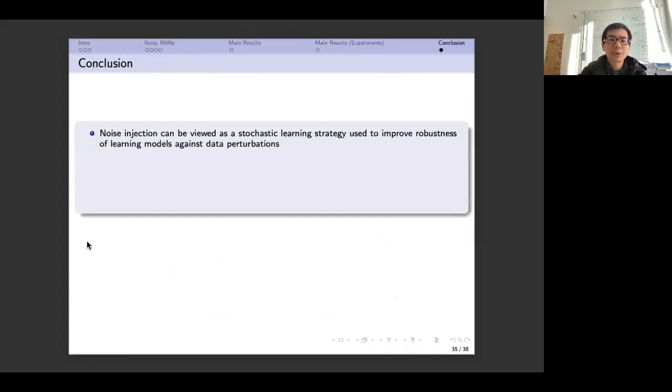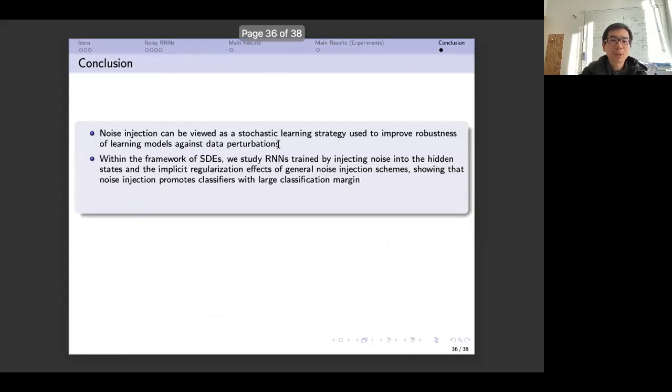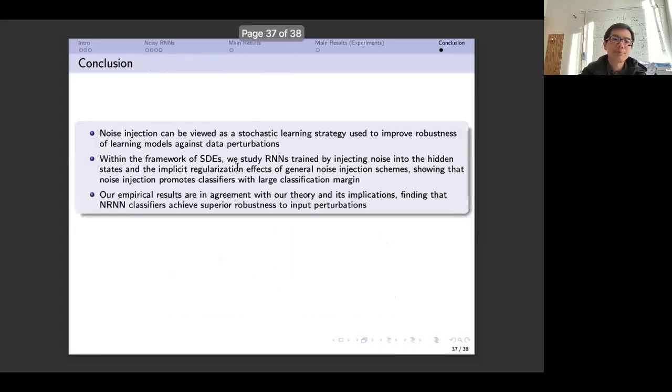To summarize, noise injection can be viewed as a stochastic learning strategy used to improve robustness of learning models against data perturbations. Here, within the framework of SDEs, we study RNNs trained by injecting noise into the hidden states and the implicit regularization effects of these noise injection schemes. In particular, we show that noise injections can promote classifiers with large classification margin. Our experimental results are in agreement with the theory and its implications, and we find that these classifiers achieve superior robustness to input perturbations.